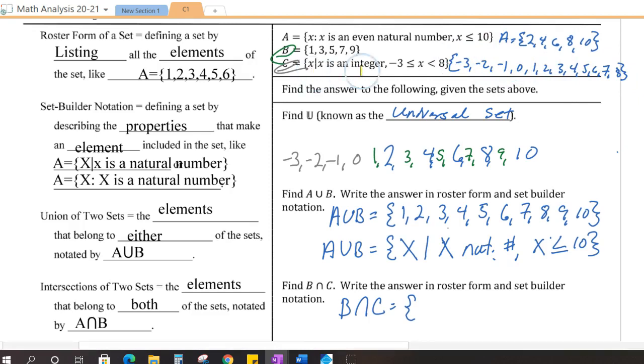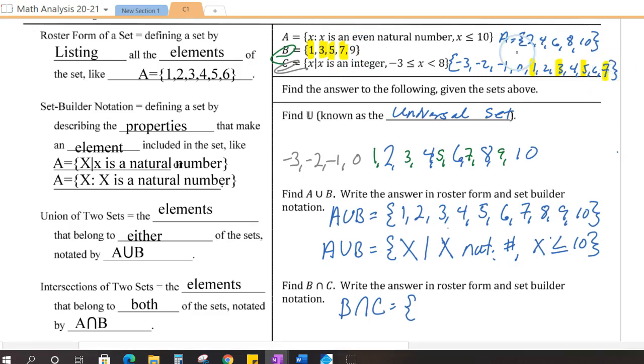So here I have letter C rewritten in roster form. Now I need to look to see where they're the same. I have a 1 here and I have a 1 there. Again with the 3 and the 3, the 5, the 7, and no 9. C is only less than 8. So the 8 shouldn't have been there because it's less than, not less than or equal to.